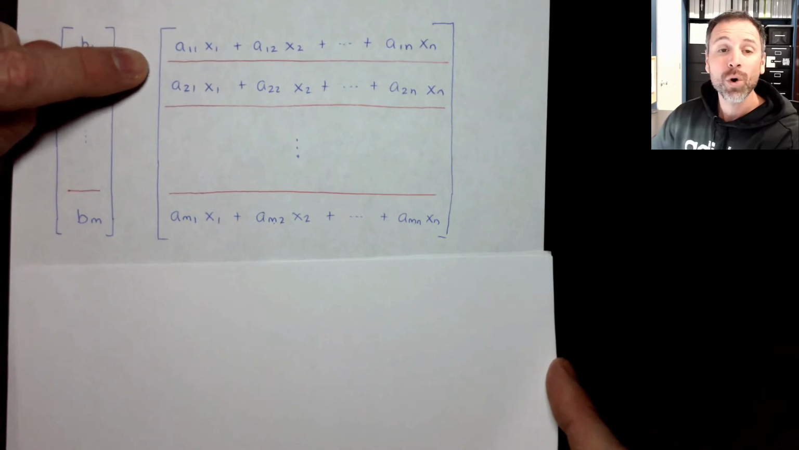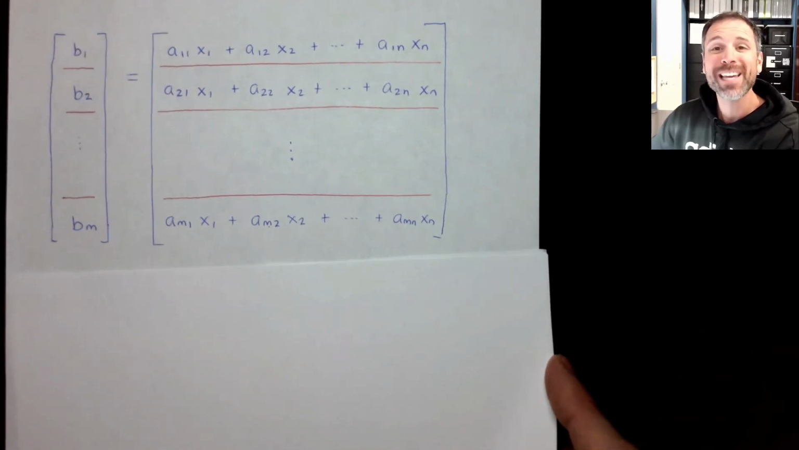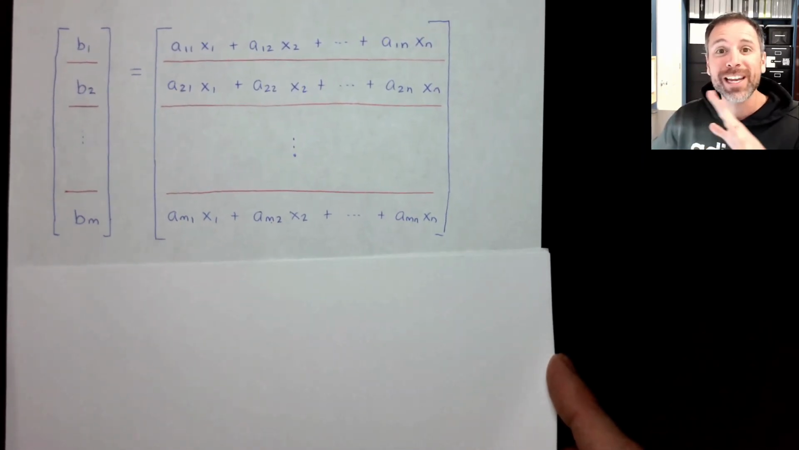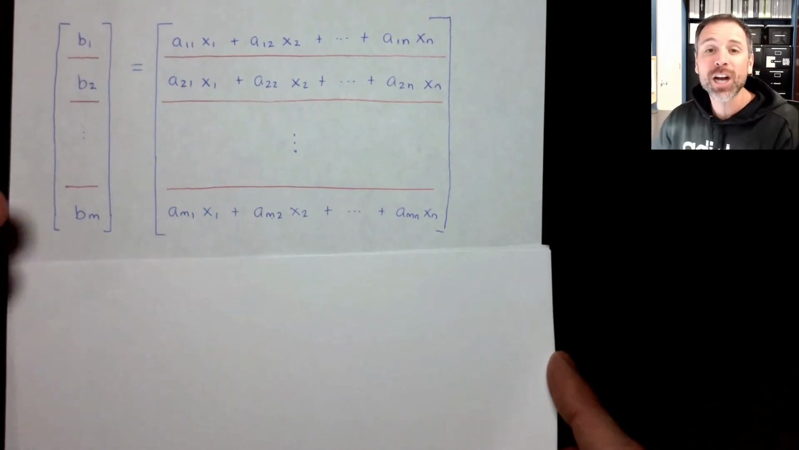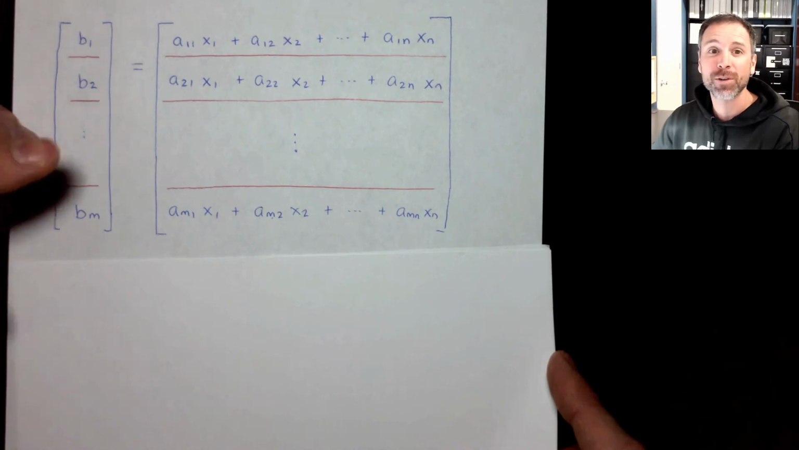Now that we've done the work to decipher this definition, I want to make explicit connections between the dot product version of matrix column vector multiplication and the linear combination version of matrix column vector multiplication.